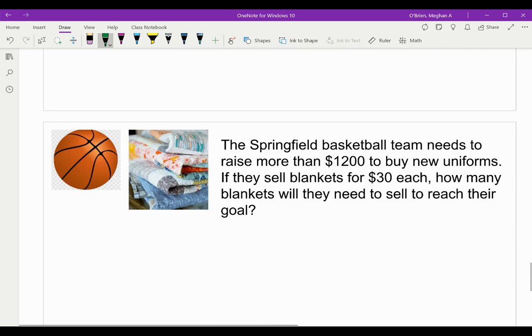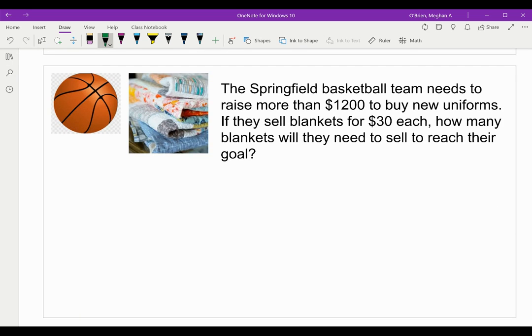And then this last word problem is the Springfield basketball team needs to raise more than $1,200 to buy new uniforms. If they sell blankets for $30 each, oh, you know what? Let me pause there. More than $1,200 would look like this, right? Greater than $1,200. So if they sell blankets for $30 each, how many blankets? There's my question mark, right? My unknown, my X. How many blankets will they need to sell to reach their goal?